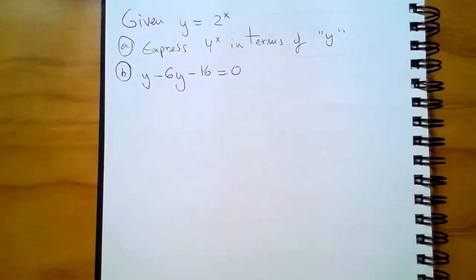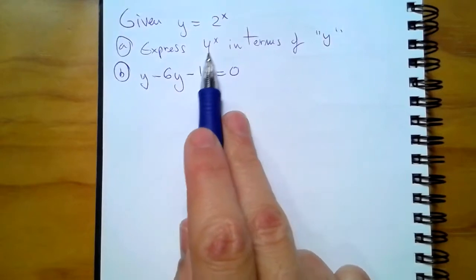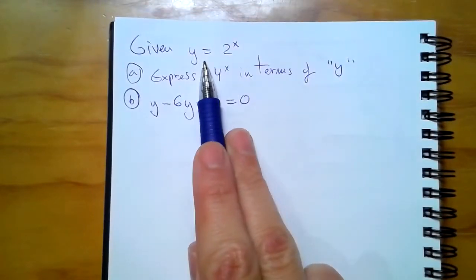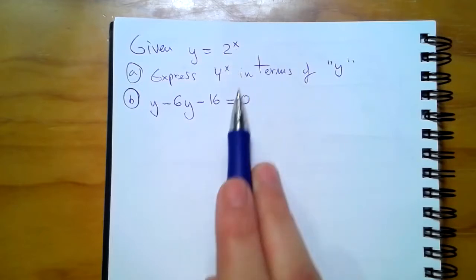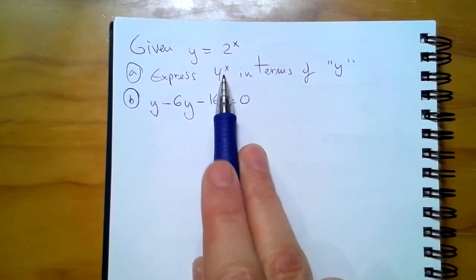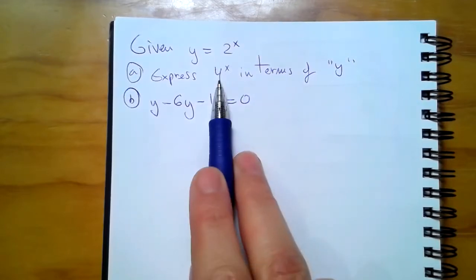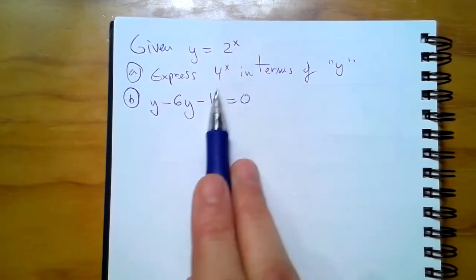Okay, in this video I'm going to solve this question. In the first one, express 4 to the power of x in terms of y, given that y is equal to 2 to the power of x. So I need to write this in terms of y. It's the same as saying I need to write this in terms of 2 to the power of x.